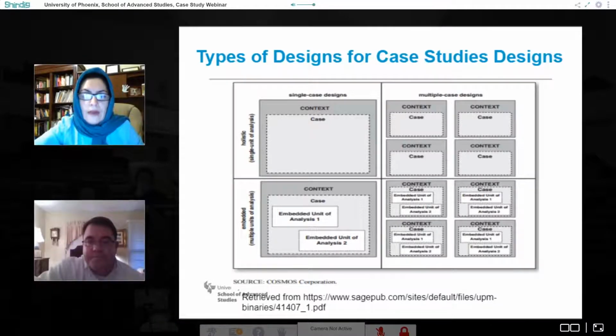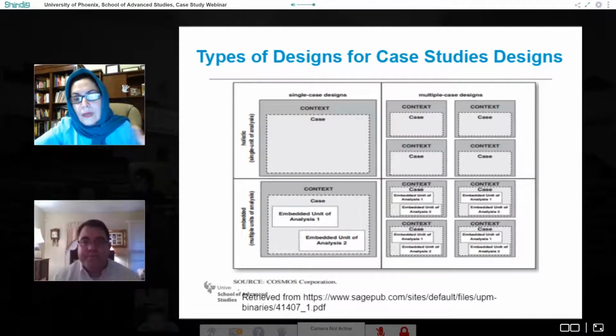And if we have in the same organization 2 issues to explore, we would have 2 cases. So it would be embedded cases, but still is holistic. And then we have multiple cases. Here we have multiple organizations. Instead of one organization, we have multiple organizations, but we have the same case in multiple organizations. So this would be multiple cases and it's holistic.